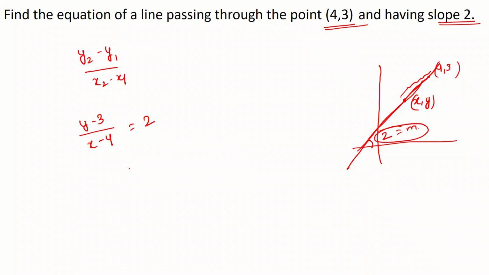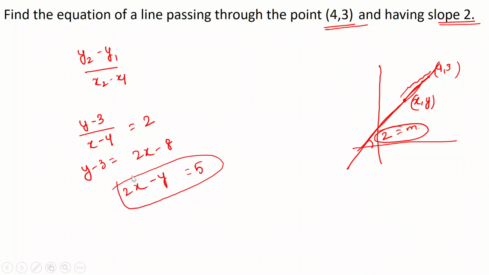So you see that we have got an equation, you just simplify it and we have the equation of the line. We simplify it: y minus 3 is equal to 2x minus 8. We take y to the other side, 2x minus y is equal to, write down equal to over here, 8 minus 3, which is 5. So this is the final equation of the line. You see how we find the equation.